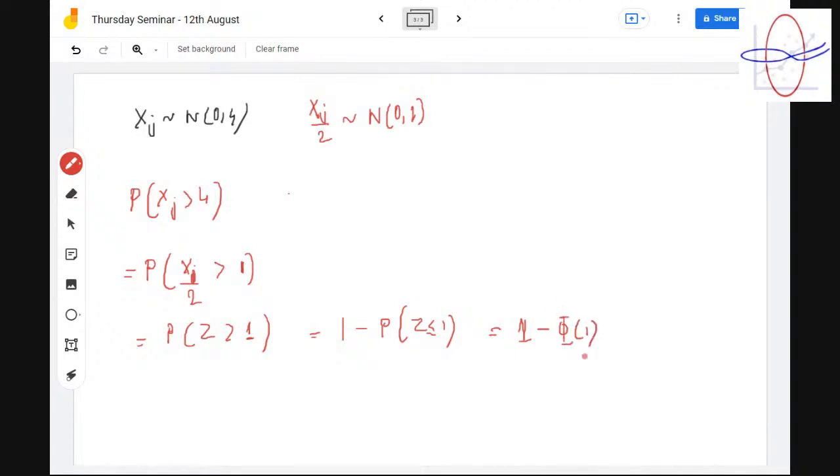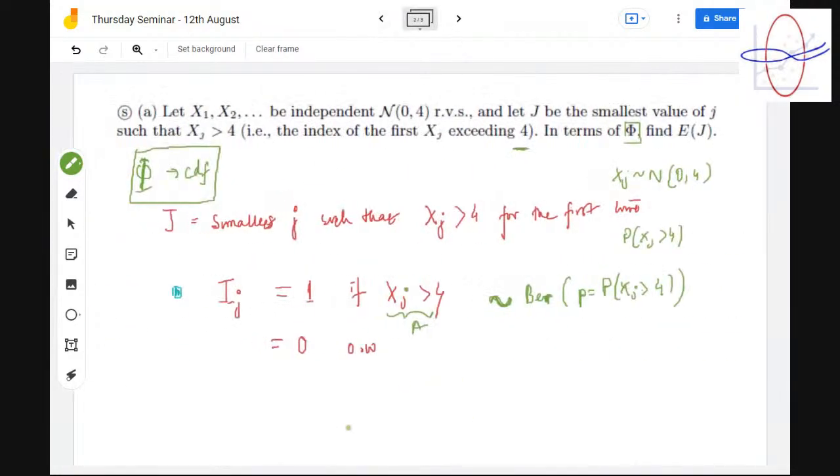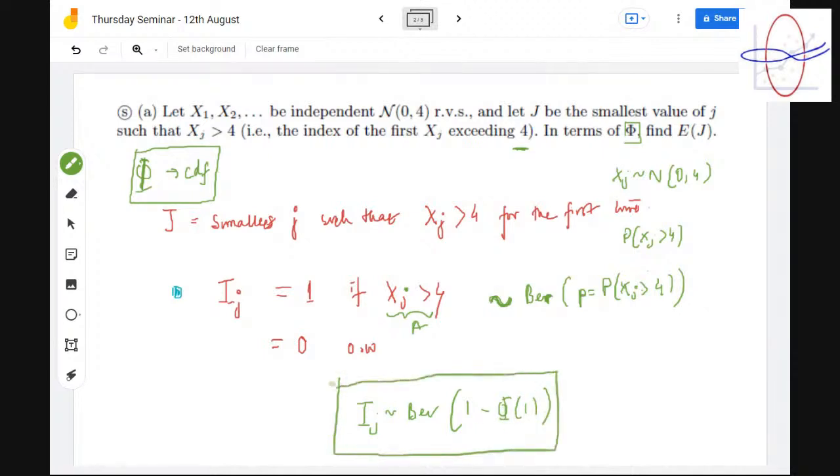Did you get it now? Sorry for the previous mistake. You should be much more careful on this. Don't make these simple mistakes in the exam hall. Okay, so this is the idea. So we get that Ij therefore follows Bernoulli with parameter 1 minus phi of 1. All of you understood this? Write a boom in the comments. All of you understood this clearly?